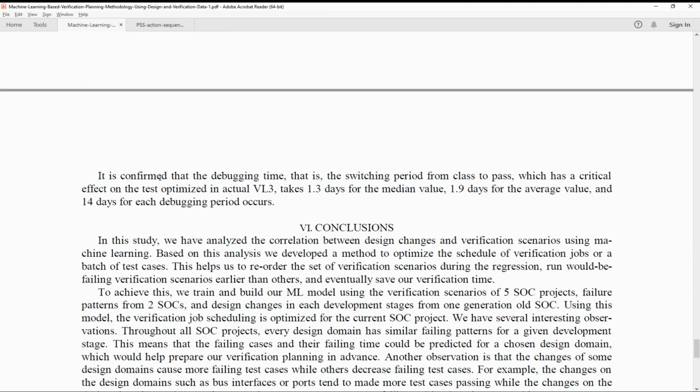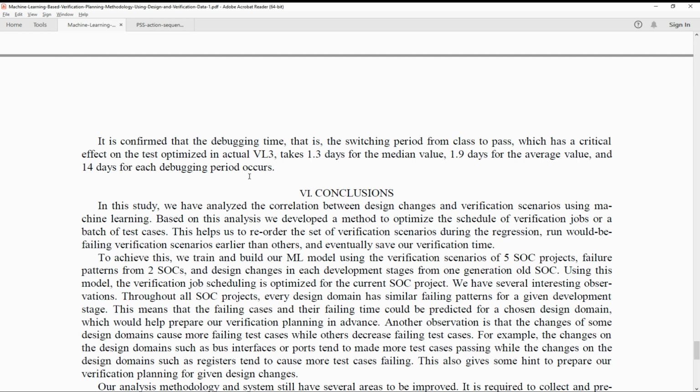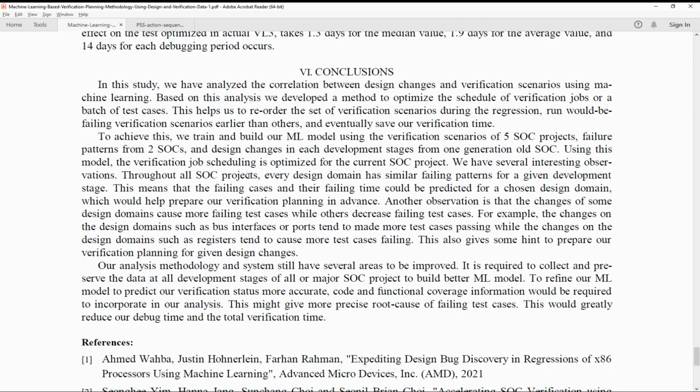And it confirms that the debugging time, that is, the switching period from fail to pass, which has a critical effect of the test optimized in actual VL3, takes 1.3 days for the median value and 1.9 days for the average value, and 14 days for the debugging period occurs.